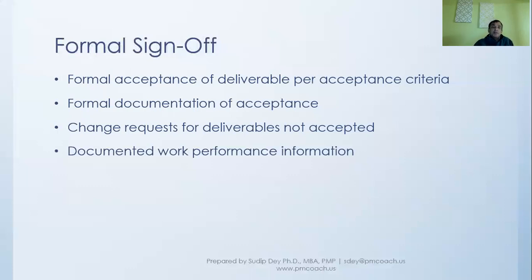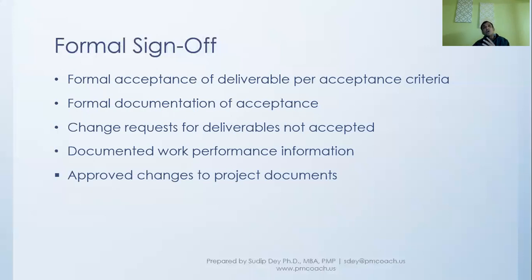So there will be some documented work performance information, how the project has performed, and there will be some approved changes to documents as well. Because when we go through validate scope and there are some changes that come out of it, correspondingly there might be some project documents that need to be changed. And if those documents are changed, then that has to be approved as well. So we have to remember to take care of all this during the formal sign-off process.